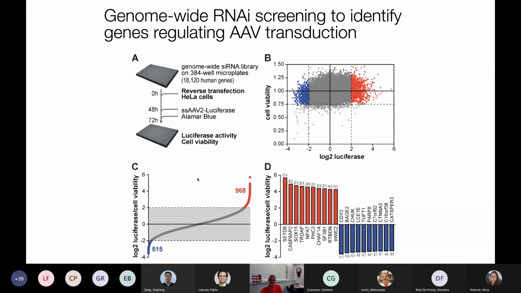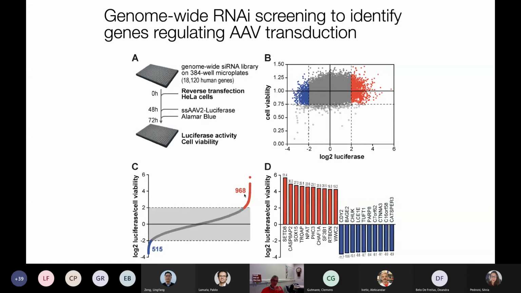This is how a screening looks. Each of these dots here is one of the 18,000 genes analyzed, where we simply express the luciferase activity versus cell viability. The advantage of high content microscopy is that you can count nuclei, for example, and see how many cells you have in your well. And so you immediately understand whether the reduction you could have, for example, in luciferase is artificially due to a reduction in cell viability. And so you discard what is below a certain threshold of viability.